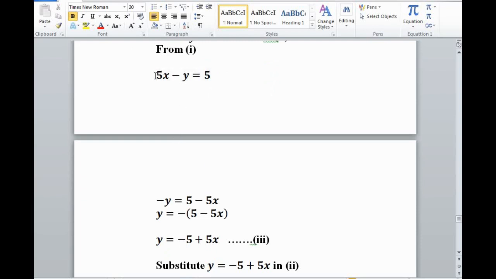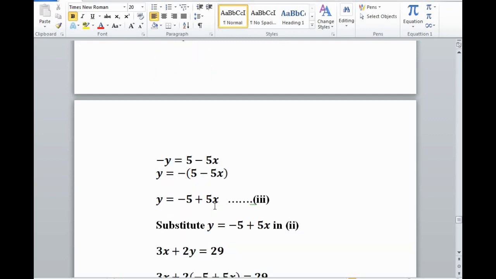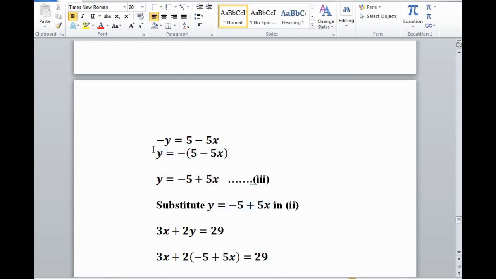First I'm going to take this positive 5x from the left to the right side. So this equation becomes negative y equals 5 minus 5x. And if we multiply negative 1 on both sides of this equation, then this negative y becomes positive y. Or you can also take this negative 1 from the left to the right side. So this equation becomes positive y equals negative into 5 minus negative 5x.